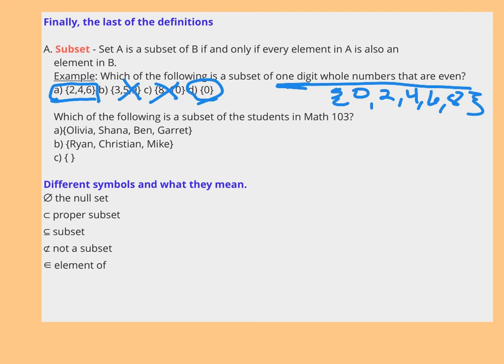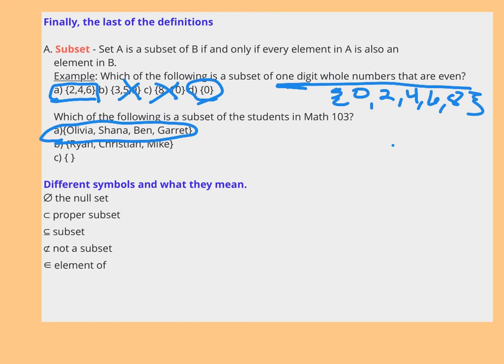Let's look at another example. Which of the following is a subset of students in Math 103? So I want to think about my Math 103 students. In the first set I have Olivia, Shanna, Ben, and Garrett. Yep, those 4 students are in my class, so I would say that that's a subset. In B, I have Ryan, Christian, and Mike. Christian and Mike are in my class, but Ryan's not, so that's not a subset.